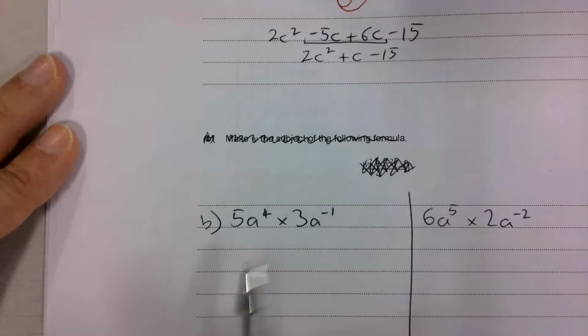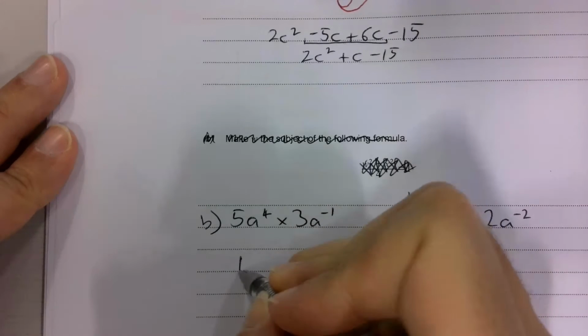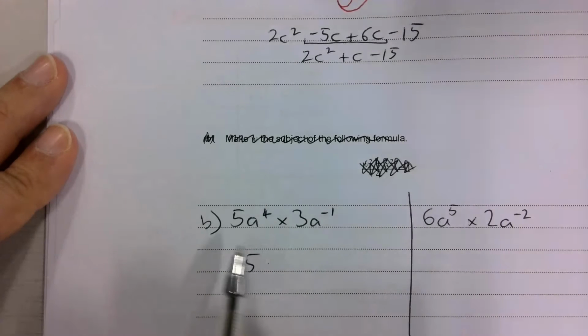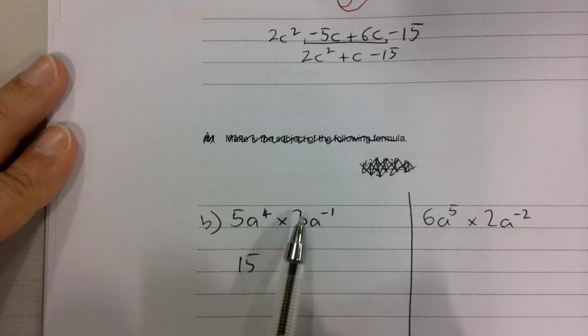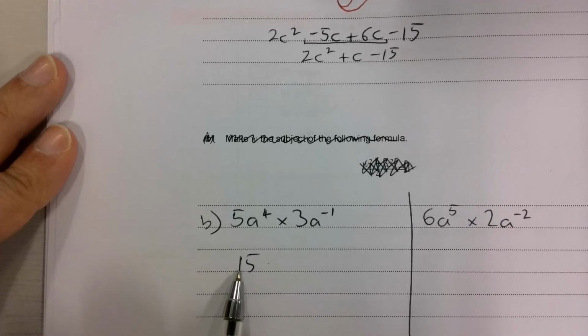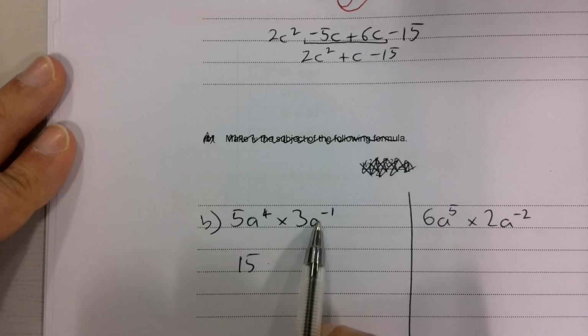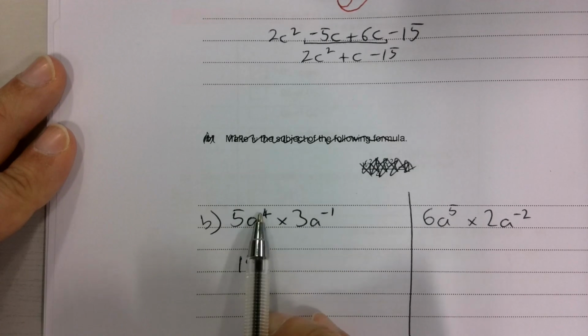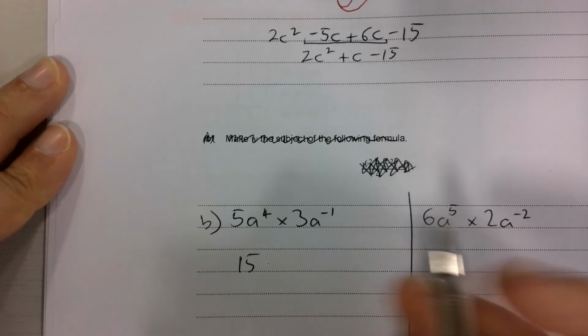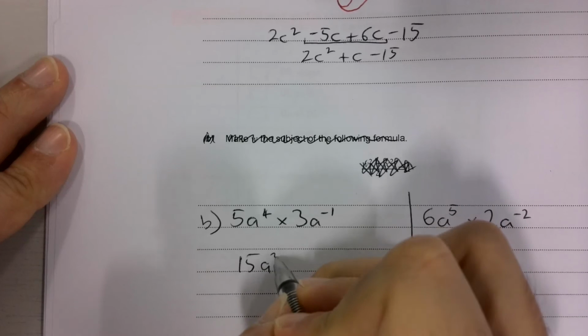So the way that we do this is we do 5 times 3 is 15. You've got an integer of 5 times an integer of 3, it's going to give you an integer of 15. And then we look at the powers with the letters. A to the 4 times a to the minus 1. Now when we're multiplying things with powers, we add the powers together. 4 add minus 1 is 3. So that becomes 15a to the 3.